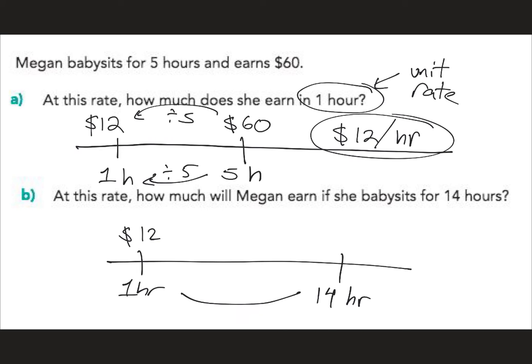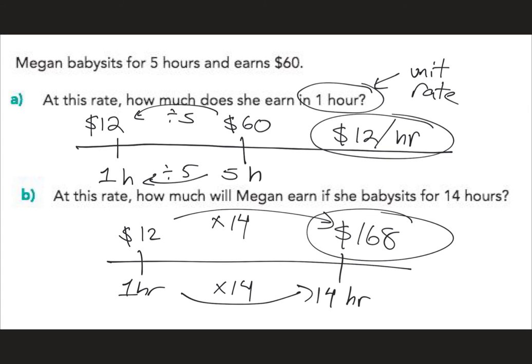How do we move from 1 up to 14, Libby? You multiply by 14. And what we do to the bottom part, we do to the top. So, can you help us figure out how much money she would make in 14 hours if she's doing $12 per hour? Libby is typing in 12 times 14, and you get? 168. There you go, $168 in 14 hours.